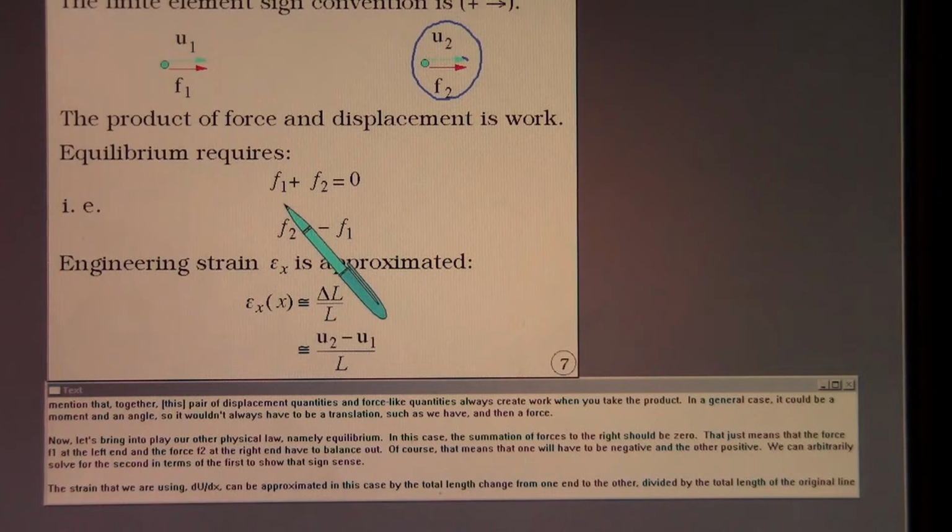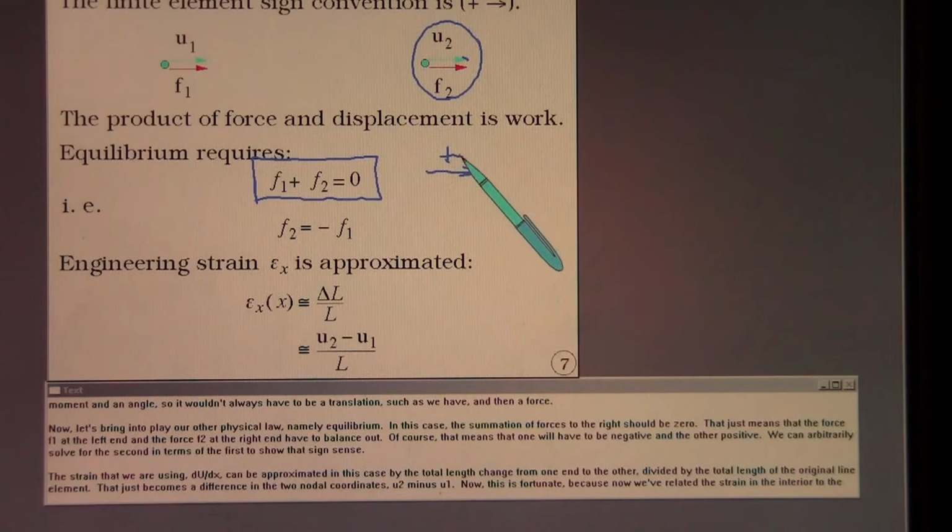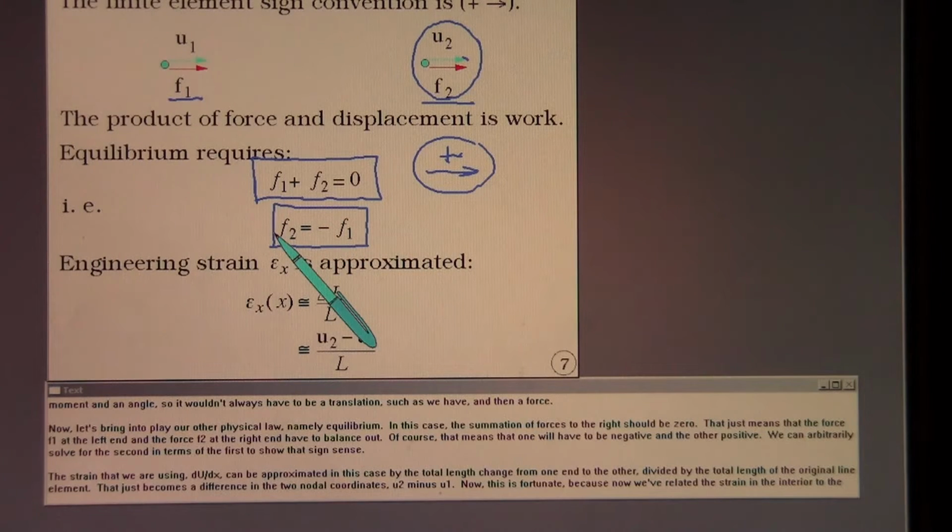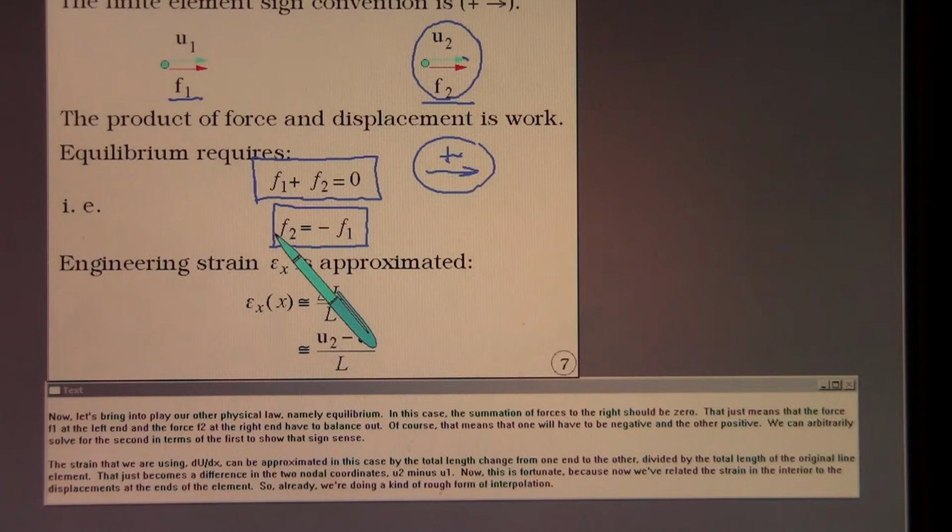Now let's bring into play our other physical law, namely equilibrium. In this case, the summation of forces to the right should be 0. And that just means that the force F1 at the left end and the force F2 at the right end have to balance out. Of course, that means one will have to be negative and the other positive. We can arbitrarily solve for the second in terms of the first to show that sign sense.